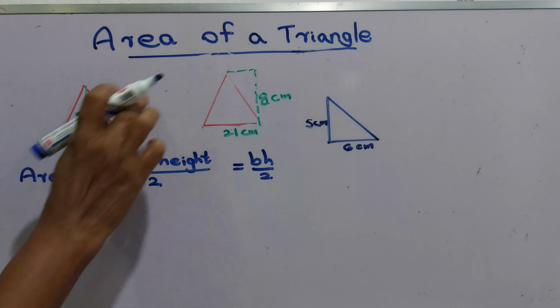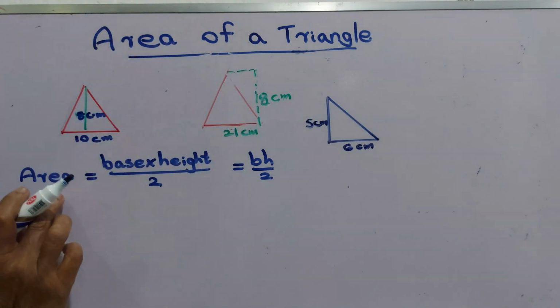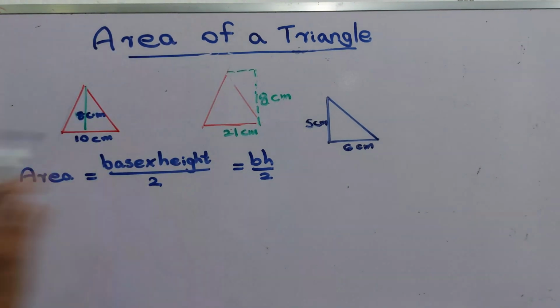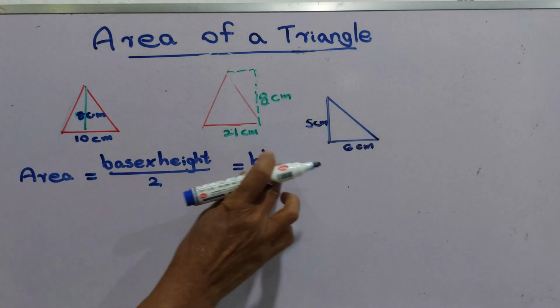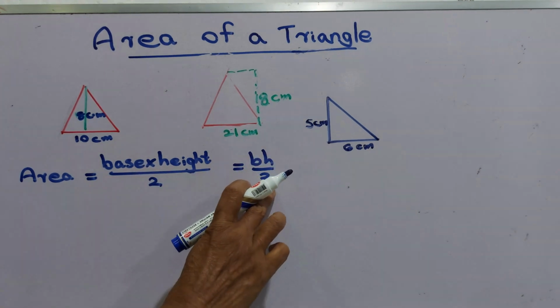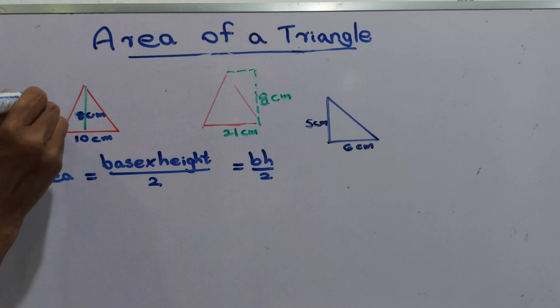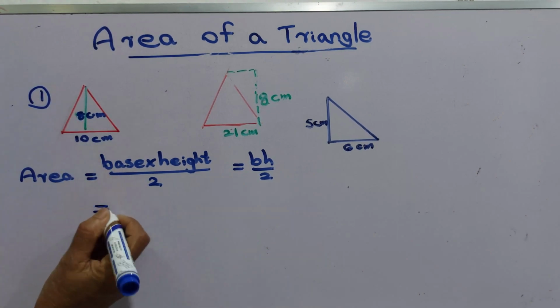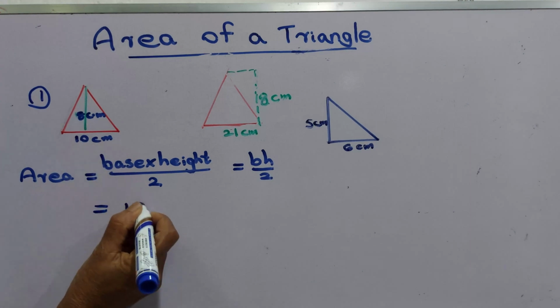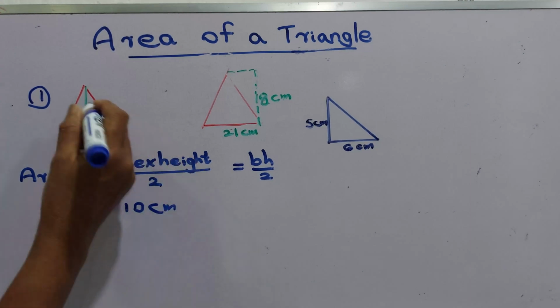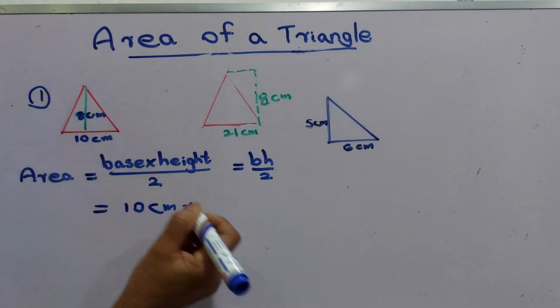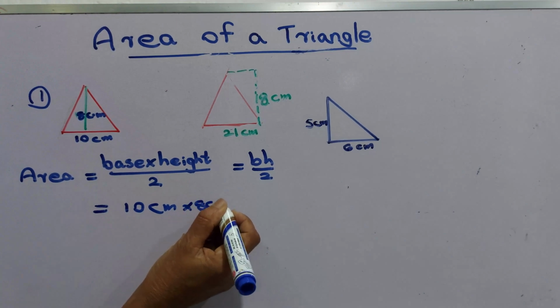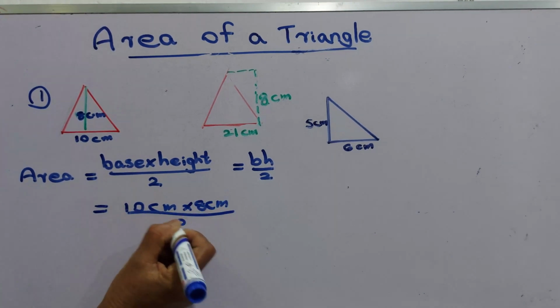We are going to find the area of a triangle. You have to apply this formula, base into height divided by 2. We'll see the first triangle here. That is the base. Base means 10 centimeters into height, height 8 centimeters, divided by 2.